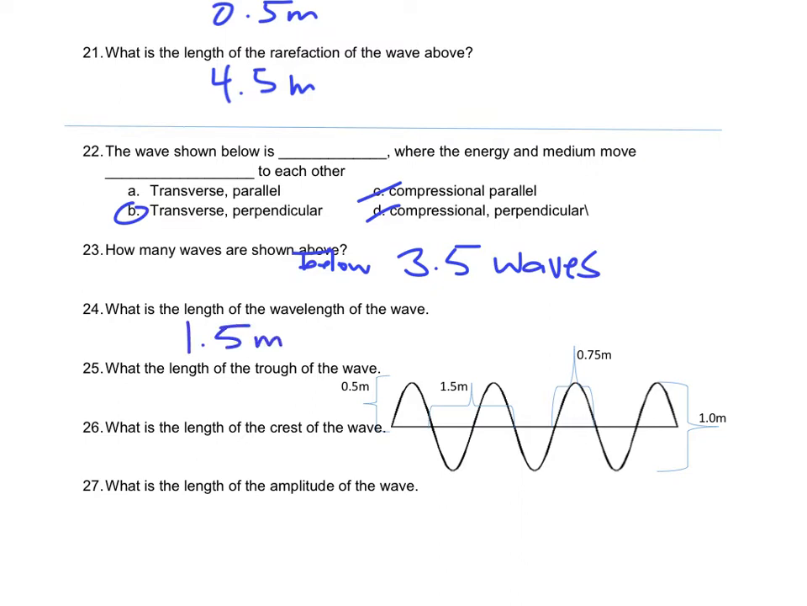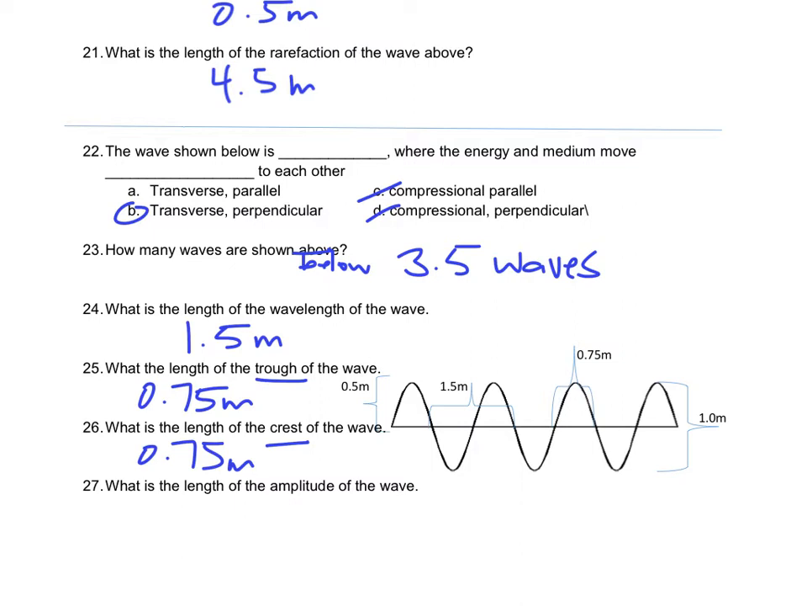Number 25, what is the length of the trough of a wave? So if I look at the length of the trough, I know it's going to be comparable to the length of a crest. And from here to here, showing me a length of 0.75. So I will say the length of the trough is 0.75 meters. Again, same answer for crest. The length of the crest and trough should be the same.